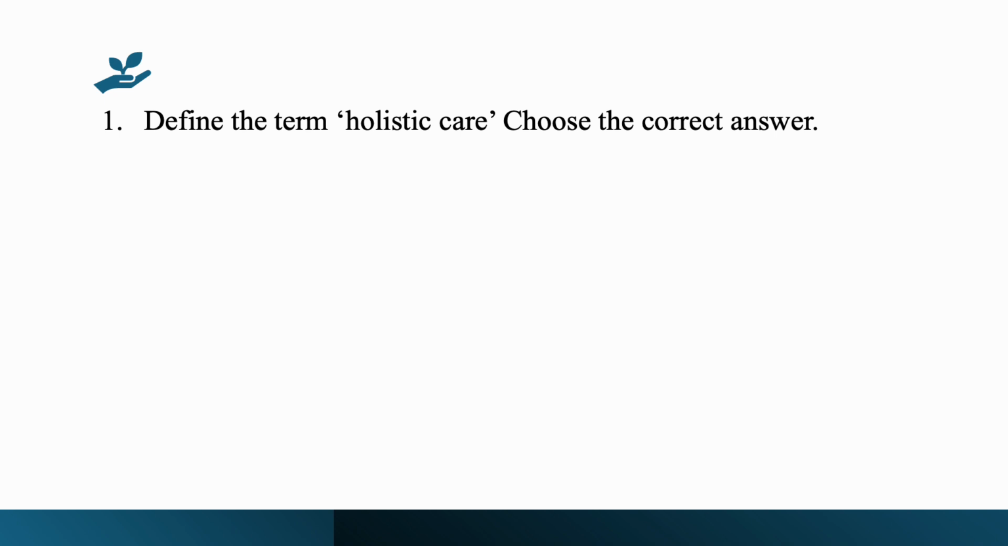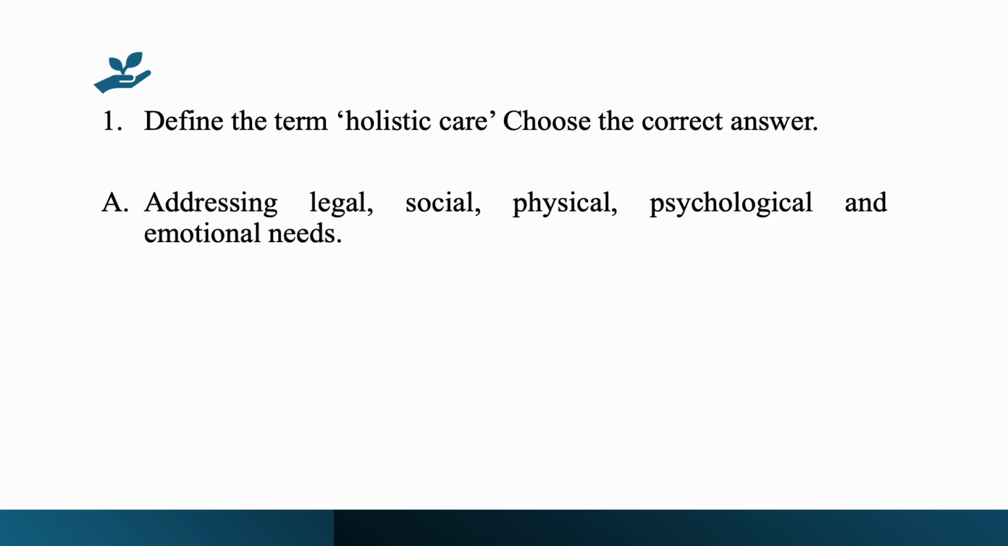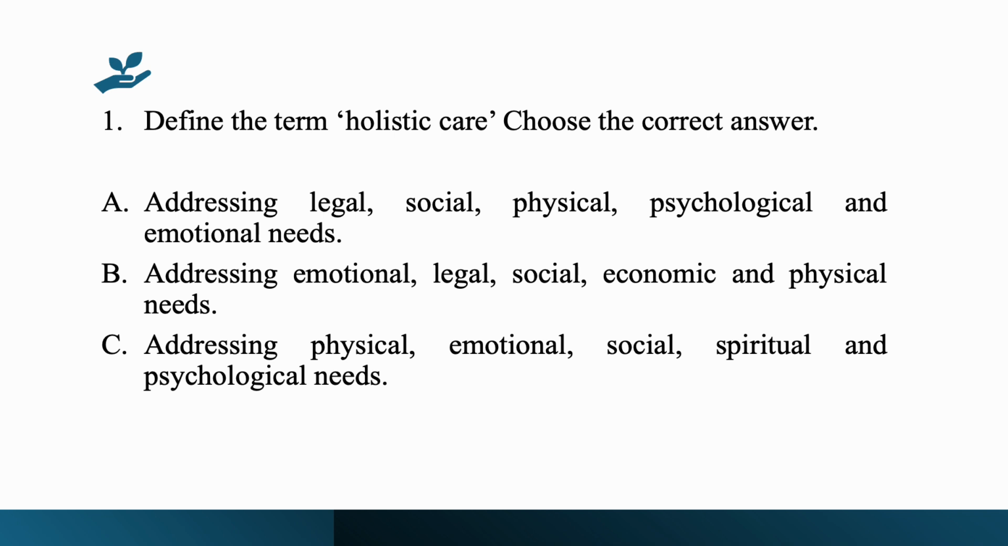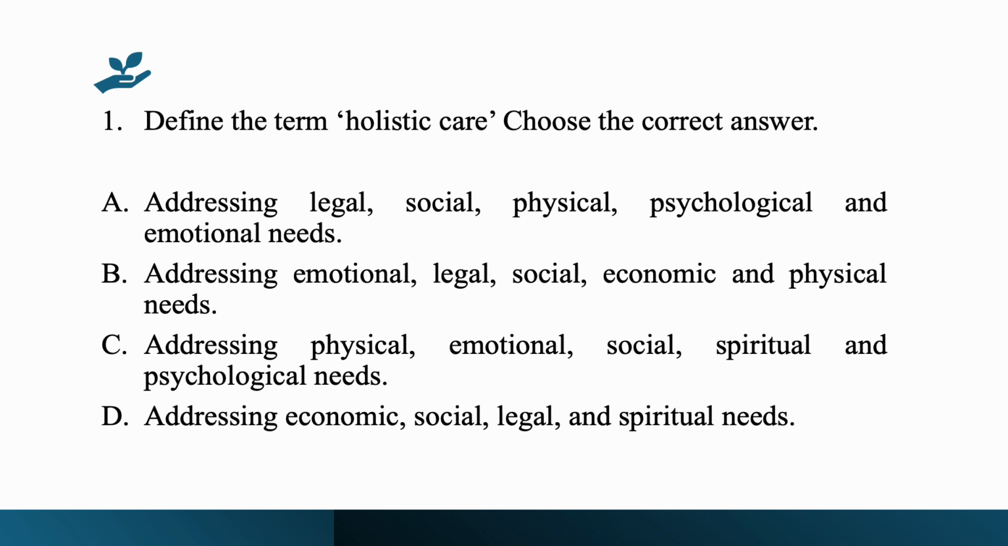Question number 1, define the term holistic care. Choose the correct answer. Option A is addressing legal, social, physical, psychological and emotional needs. Option B is addressing emotional, legal, social, economic and physical needs. Option C is addressing physical, emotional, social, spiritual and psychological needs. Option D is addressing economic, social, legal and spiritual needs.